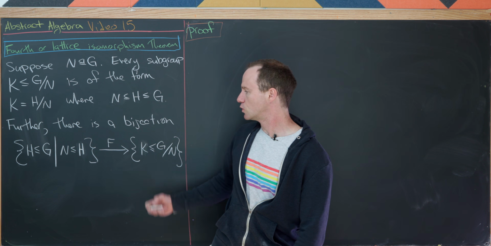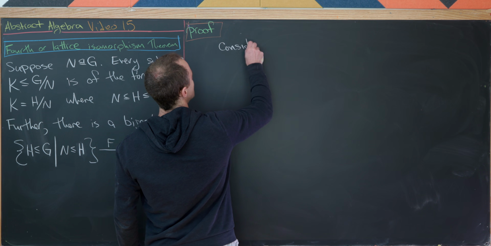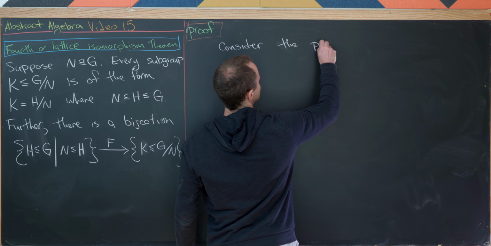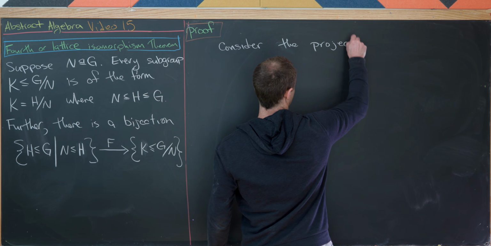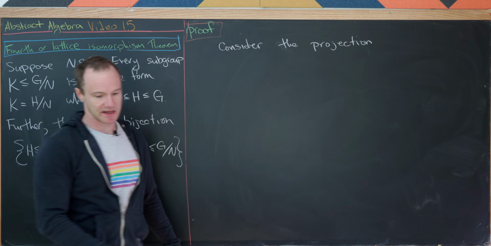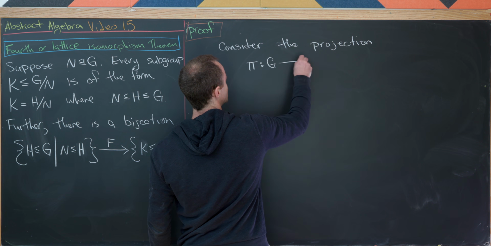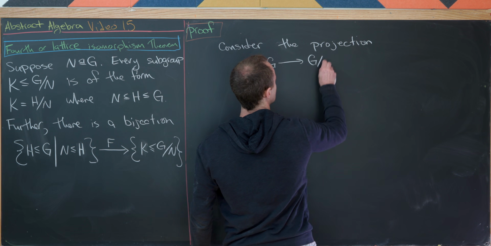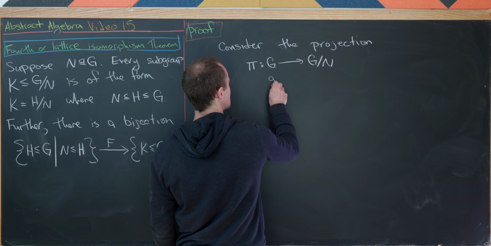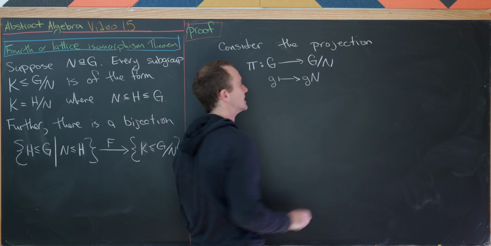Okay, so we need some tools to build this bijection. So let's consider the following projection. So this is maybe the standard projection map from G to G mod n. I'll call it pi. So we've got pi goes from G, like I said, to G mod n. And of course, by the standard projection map, I mean the one that takes G to the coset Gn.